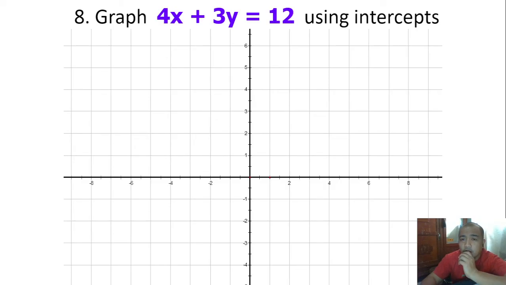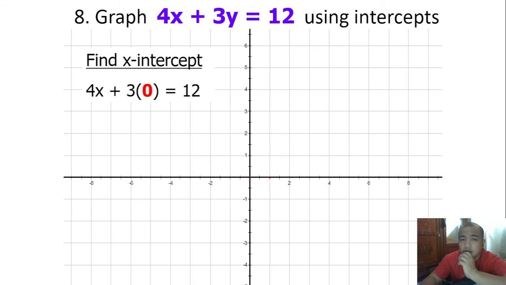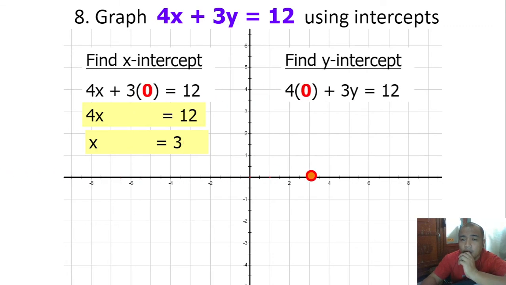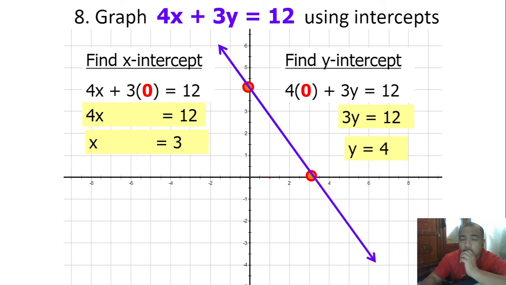Graph 4x plus 3y equals 12 using intercepts. For the x-intercept, okay, this is method 2. Let y equal 0, so x equals 3, the x-intercept. For the y-intercept, let x equal 0, so y is 4. Connecting the two points, this is the graph of 4x plus 3y equals 12. Going in the left direction, therefore its slope is negative. Right?